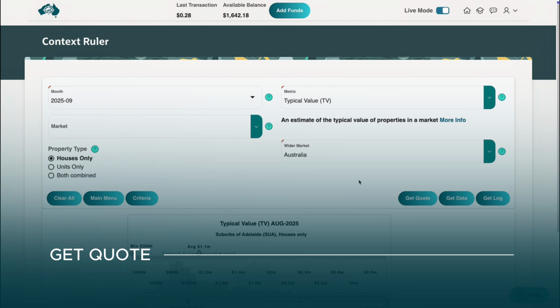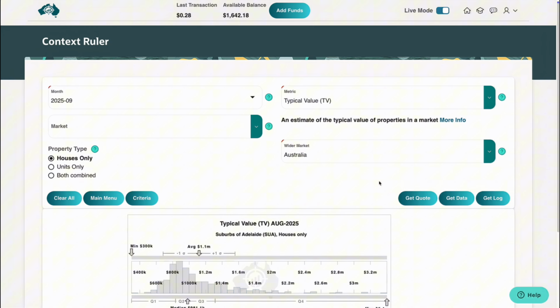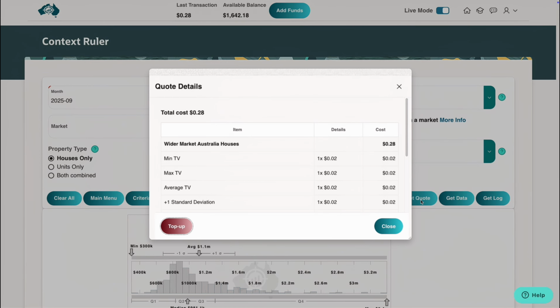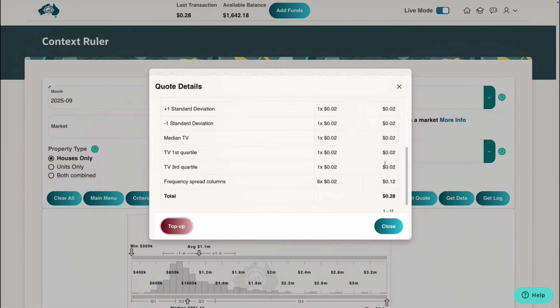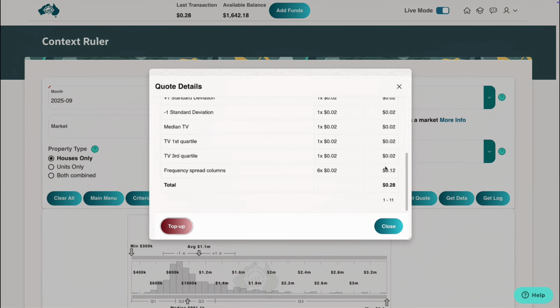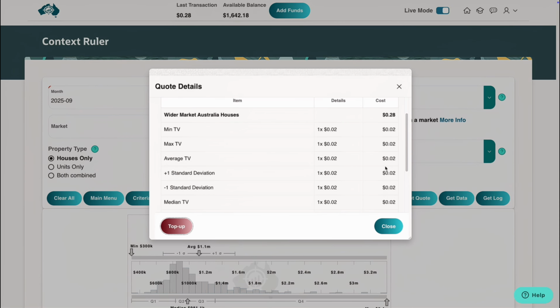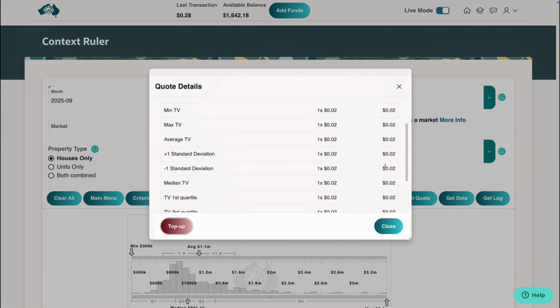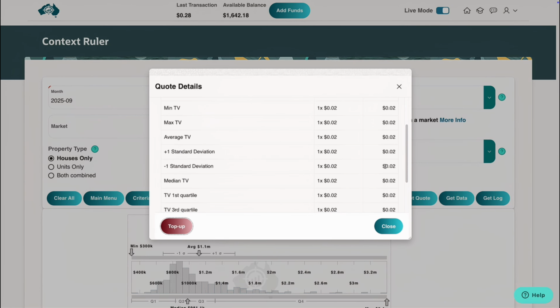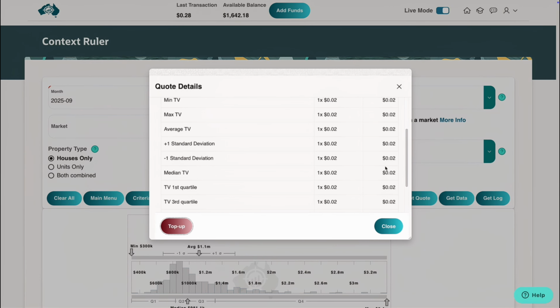Now, there is a cost to view a context ruler. You can get a quote using the Get Quote button. The cost to view a context ruler is largely based on the metric you're trying to gain an understanding of. The quote shows the breakdown. Note that to view the same context ruler again will cost you nothing.